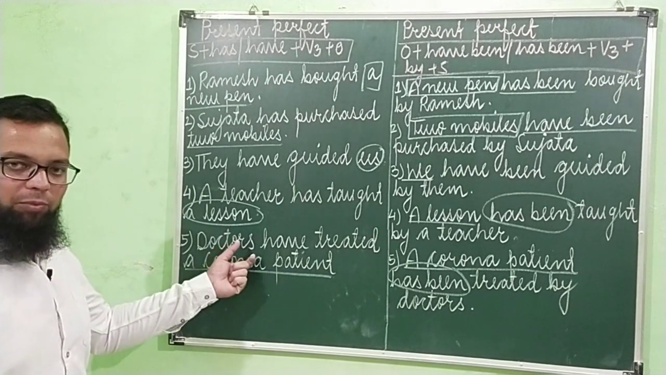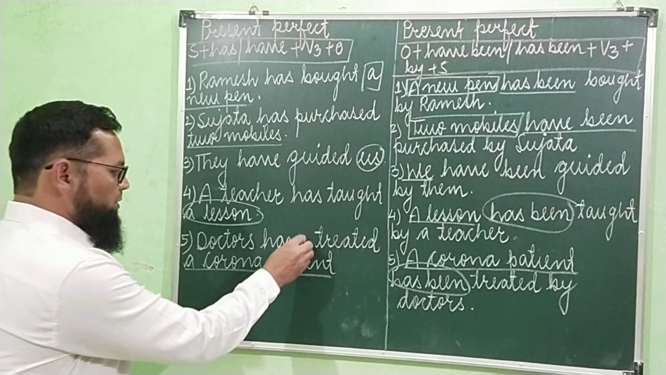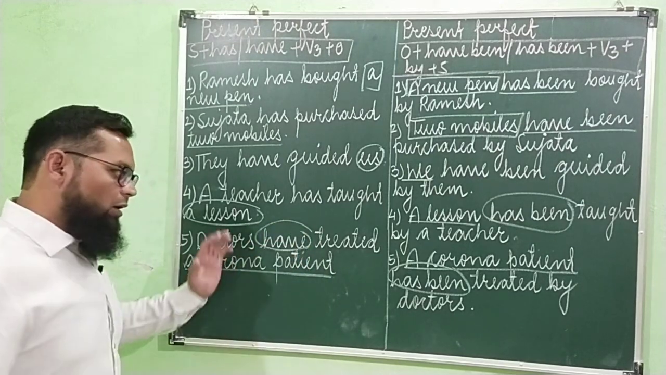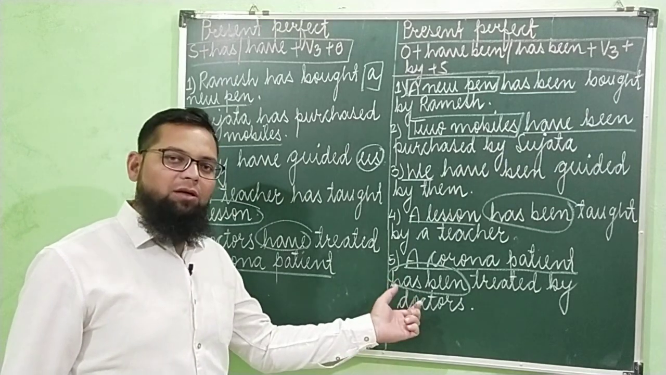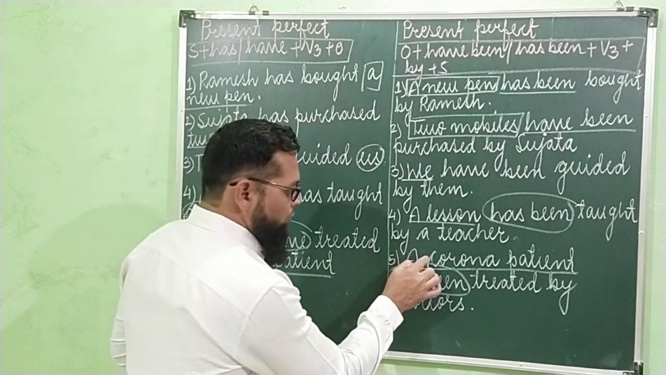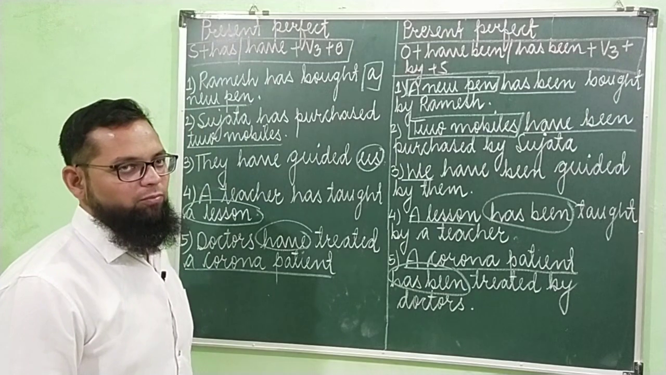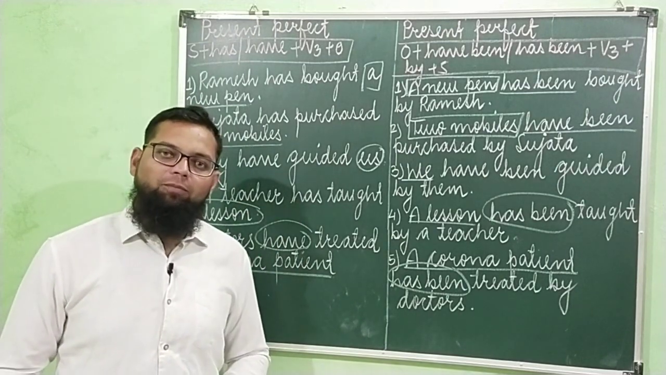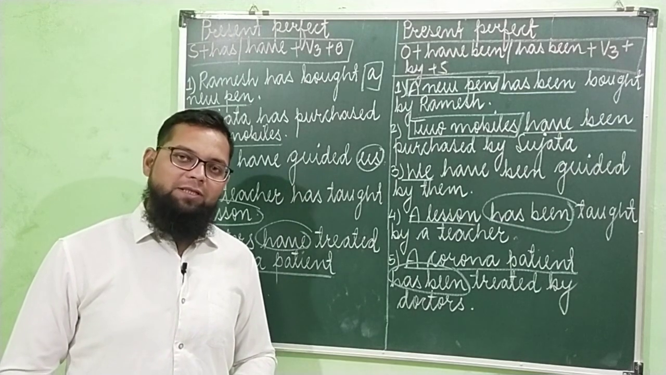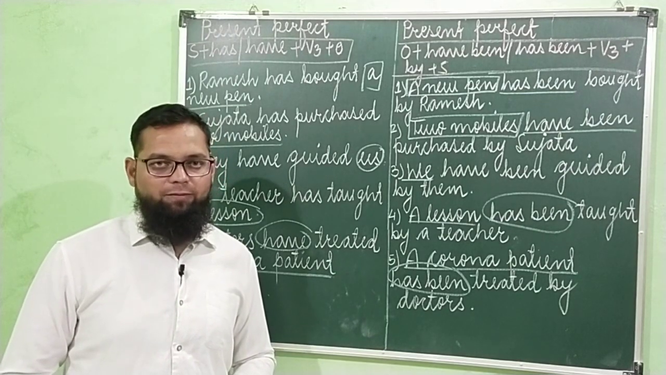What is the helping verb in the question? What is the helping verb in the active voice? Have. But while converting it into passive voice, why did I use has been here? Because the object, a corona patient, is in singular form. In this way, we have to be very careful while using the helping verbs in present perfect tense passive voice.